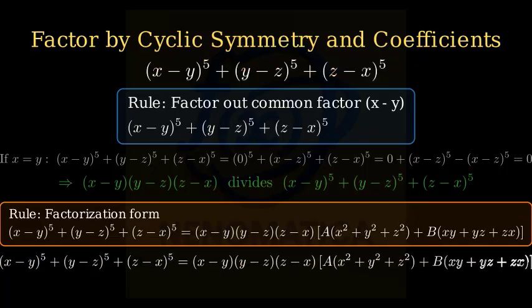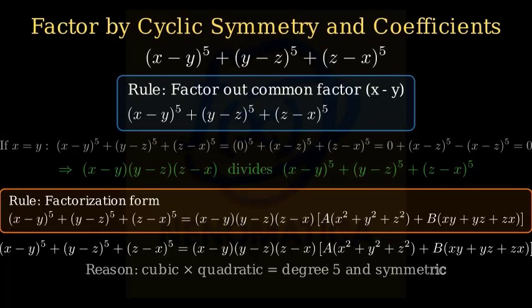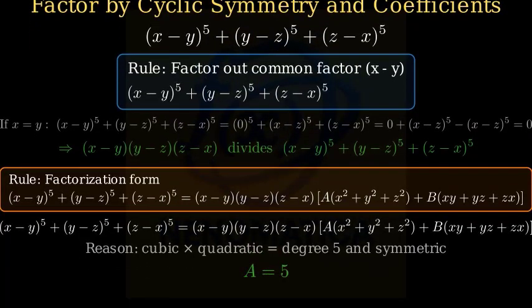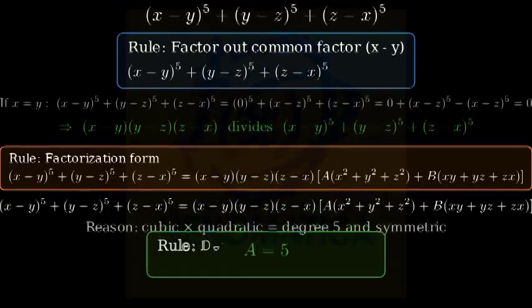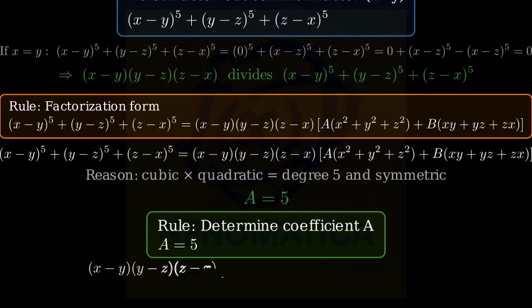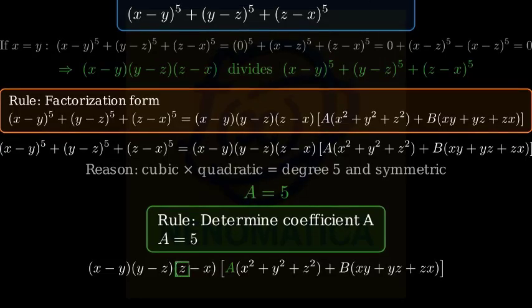Step 3. Determine the coefficient a. Equate the coefficients of terms of degree 5 in a single variable with one other variable, for example the x to the fourth y terms, on both sides of the identity. This gives a equals 5. Let us record this result.